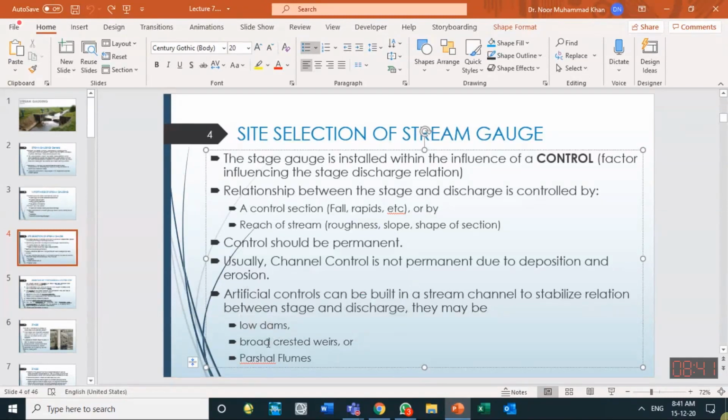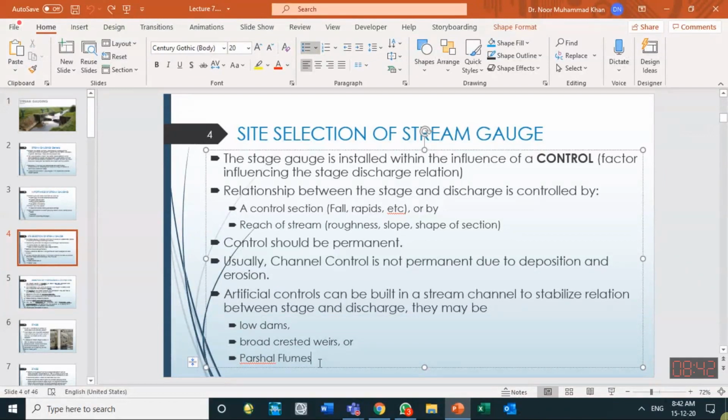Weirs are masonry structures built across streams. Water flows over them, and they work as an artificial control for the relationship between stage and discharge. Then there are partial flumes. This is a special kind of flume. A flume is an artificial, man-made channel, especially built in the laboratory. We call them a flume.